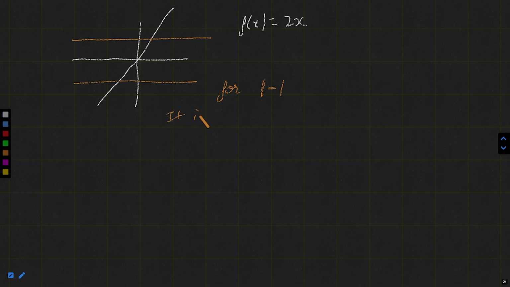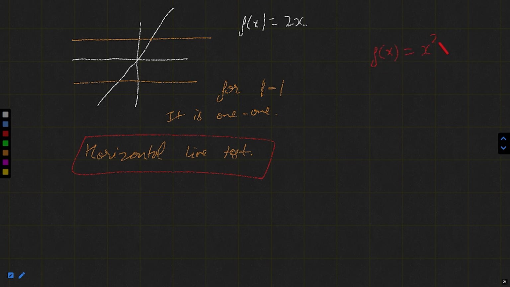So this is my horizontal line test for one-one. I hope that it is quite easy. If you recall f(x) equals x square graph, what does it look like? It looks like an upward parabola like this. If you draw a horizontal line like this, you can see that it cuts 2 times. So this is not one-one. You can directly say that.